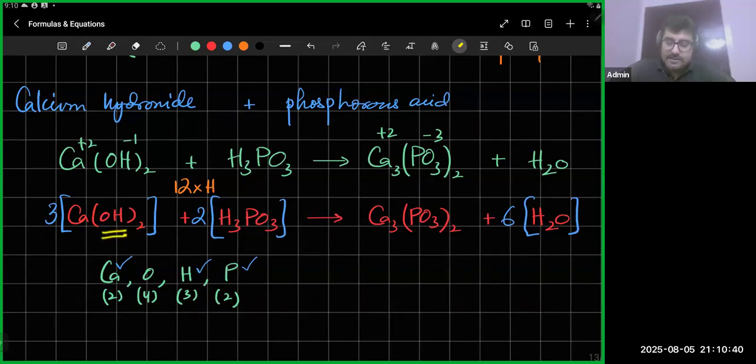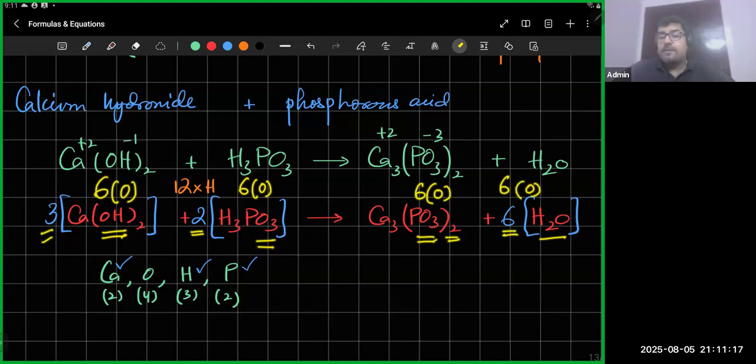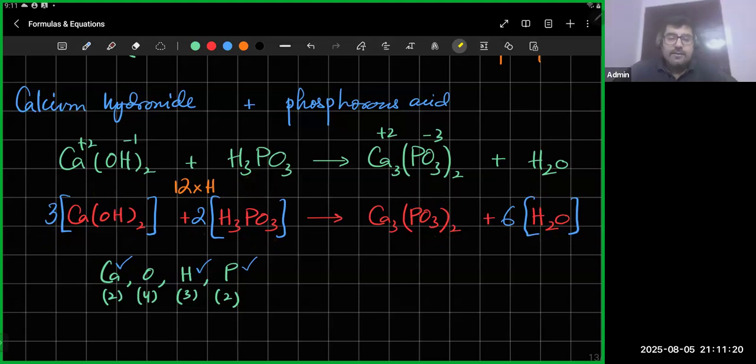you've got two oxygens because it's OH twice, but there are three molecules, so that's six oxygens. Then you've got three oxygens over here, but since it's two molecules, that is also six oxygens. So on that side you have a total of 12 oxygens. PO3 has three oxygens, but it's twice, so that's six oxygens. Water has one oxygen, but there are six molecules, so that is also six oxygens. So oxygen automatically got balanced. You didn't really have to do anything.